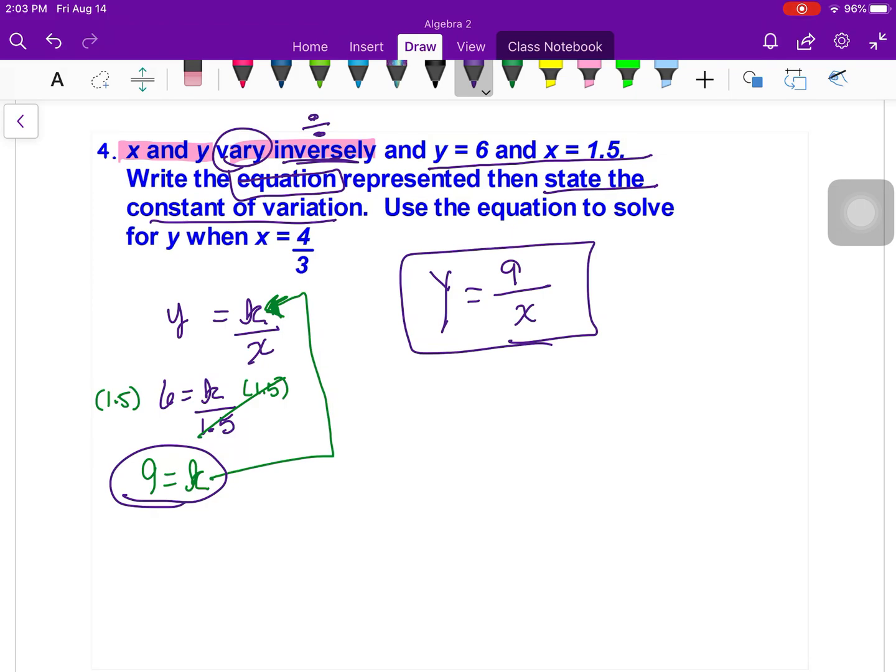Use the equation to solve for y when x equals 4/3. So y equals 9 divided by 4/3. That is 9 divided by 4/3, which means 9 times the reciprocal 3/4, which is 27/4.